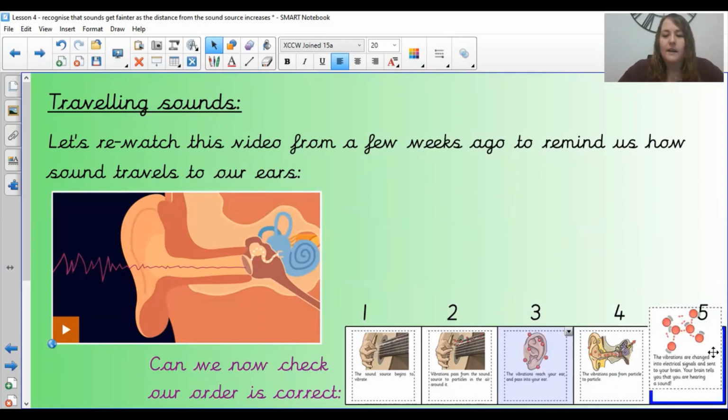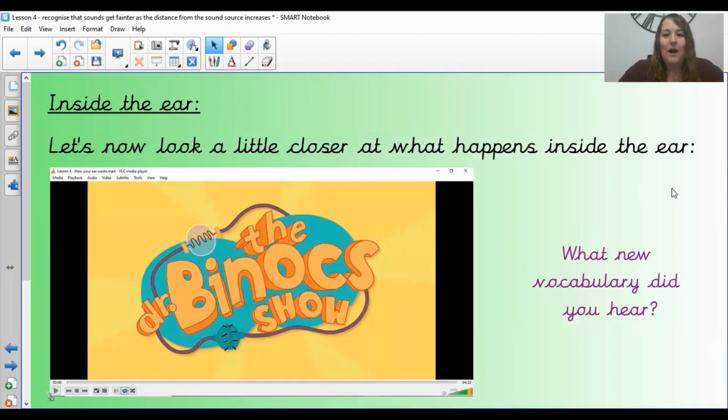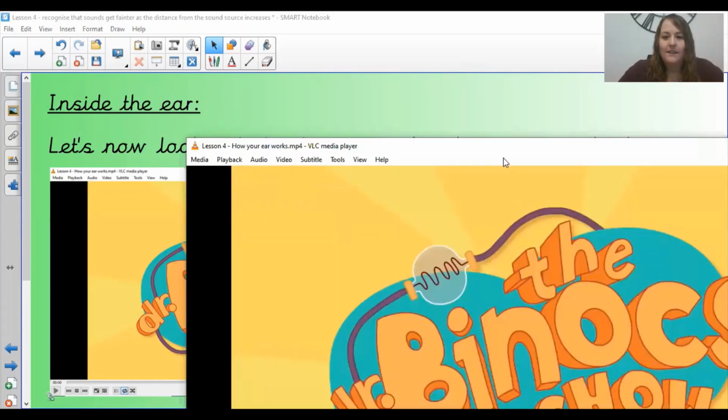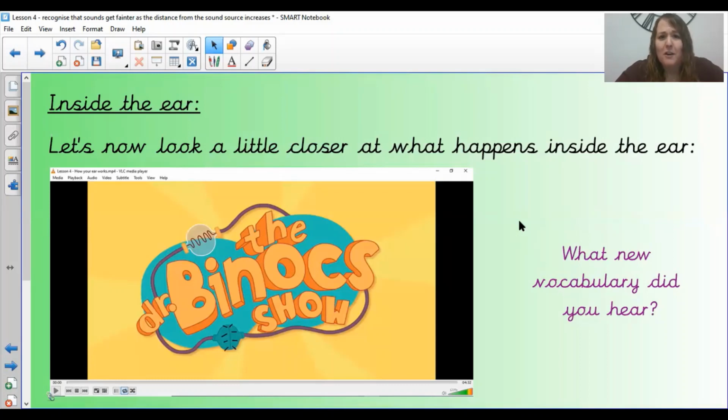And then the 5th one here, the vibrations are changed into electrical signals and sent to your brain. And your brain is what's telling you the sound. So hopefully you got those right on the previous page. Okay, let's have a look now at what happens inside the ear. We're going to get a little bit closer in this video. Again, hopefully you can see this here. Hopefully a lot of the vocabulary within the ear. It was definitely new to me before I researched for this lesson. Which ones can you remember? Just have a think about it or talk to your partner if you're at school about some of those words.